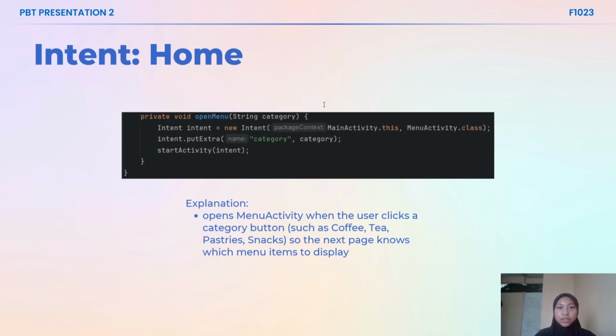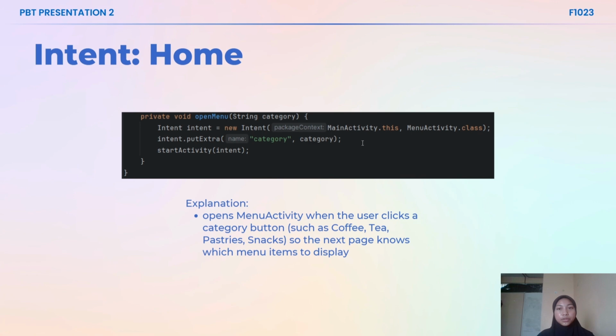So I'll be continuing our presentation, and my part will focus on how the app uses intents to move between the three screens, which is the home screen, menu screen, and also order summary screen. Okay, let's start with the home screen. Here we use intents. That means when the user clicks one of the categories, which is coffee, tea, pastries, or snacks, it will move between the screens. So the role of this intent is to open the menu activity. That means the intent at the home screen will move to the menu activity screen.